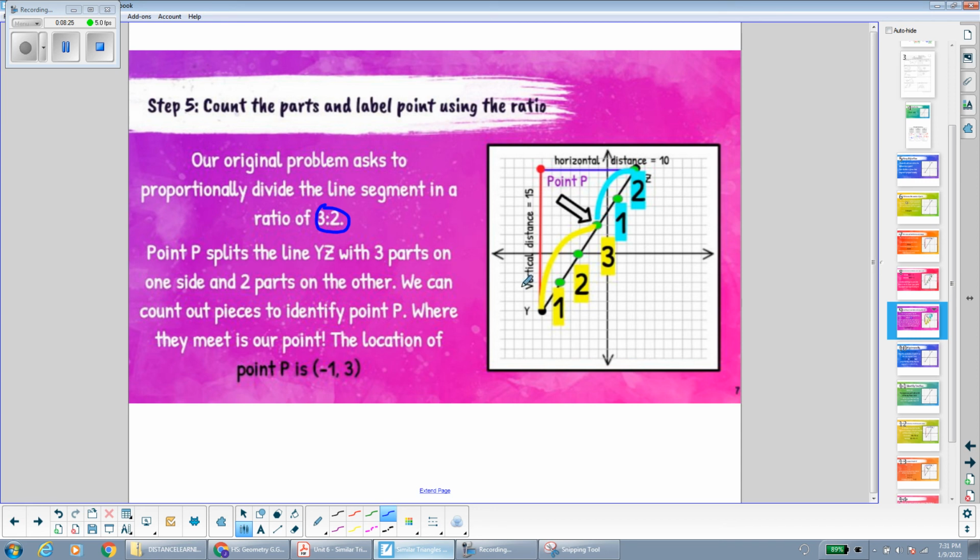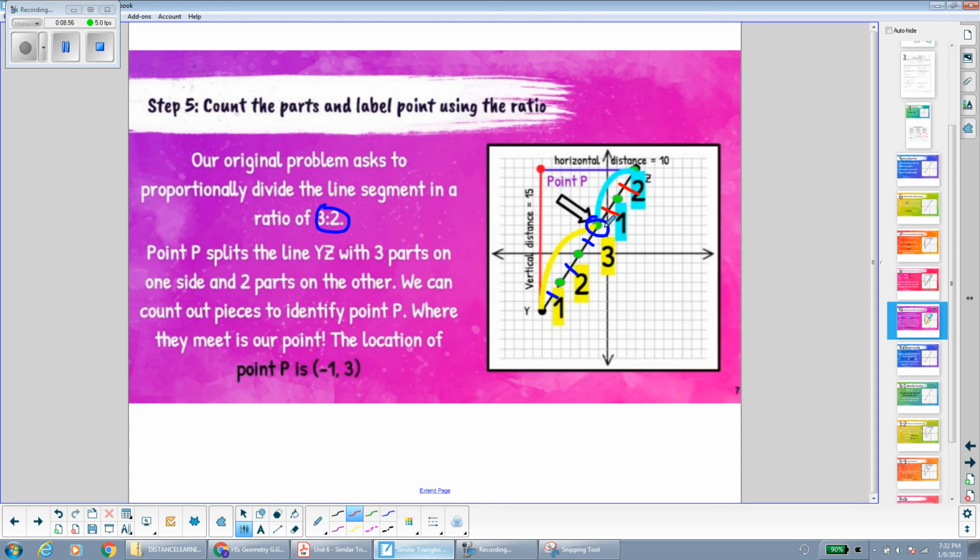1, 2, 3 parts on one side, 1, 2 parts on the other. That's the 3 to 2 ratio I'm looking for. And you can take a look at the illustration here. This is the point we're looking for because there are 1, 2, 3 parts of the line segment on one side, and there are 1, 2 parts of the line segment on the other. That's a 3 to 2 ratio.